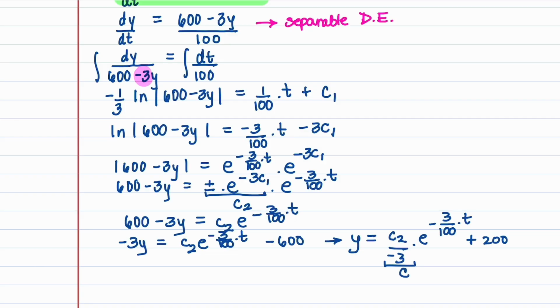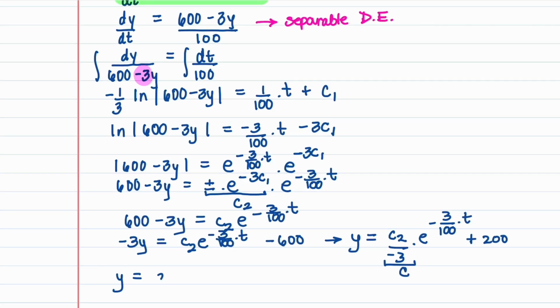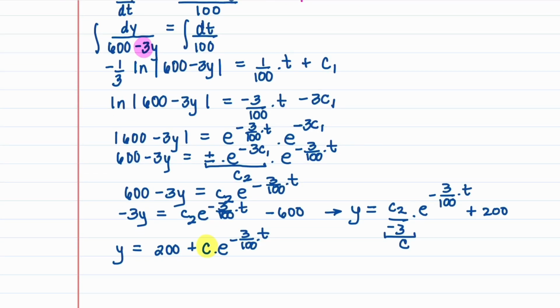We'll call that c. And over here on the left, we can write down our solution. y is equal to 200 plus c times e to the minus 3 over 100 times t. Now we need to solve for c, and we can do that by using our initial condition that y of 0 was equal to 0.